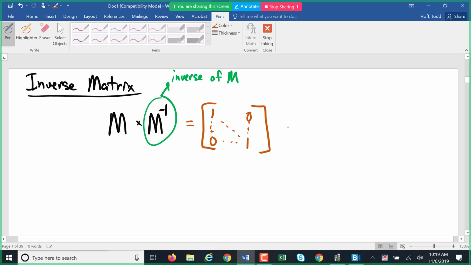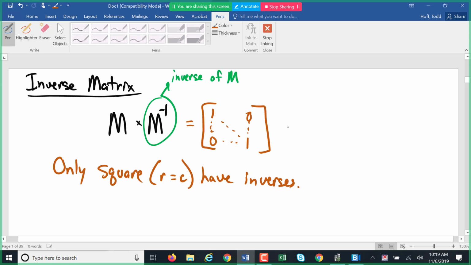Now, only square matrices have inverses. Remember, square means the number of rows equals the number of columns. So the question is, how do we find the inverse?